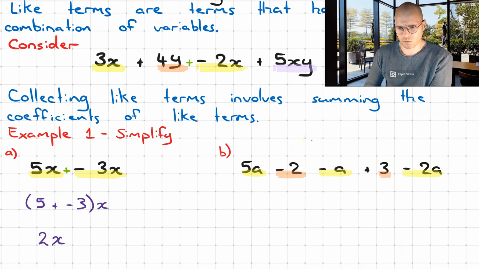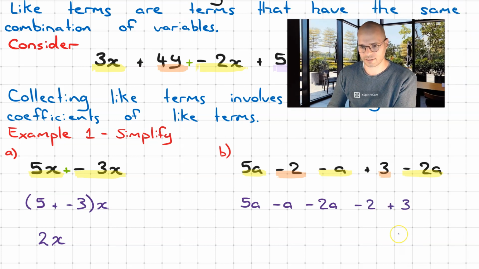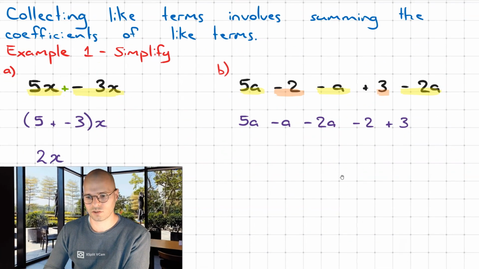Moving on. I'm going to write all of the like terms so they're positioned next to each other. I'll have 5a, then minus a, then minus 2a. Those are my a's. Now I turn to my constants. I have minus 2. I now have plus 3. Okay, next step. We need to sum the coefficients.